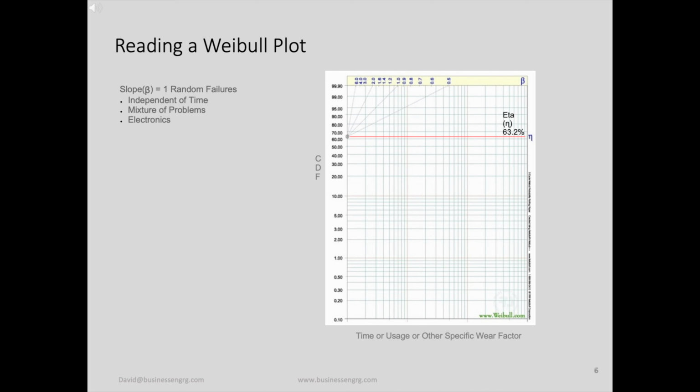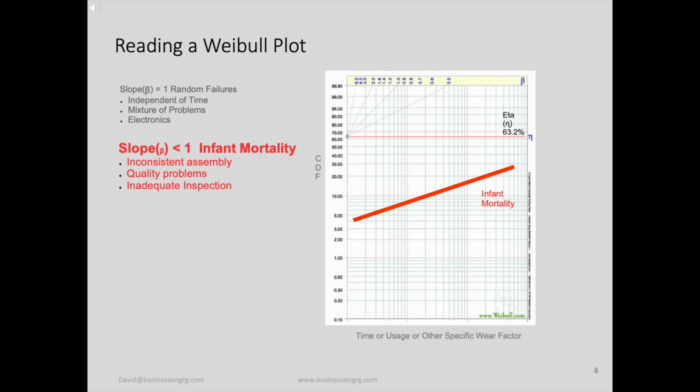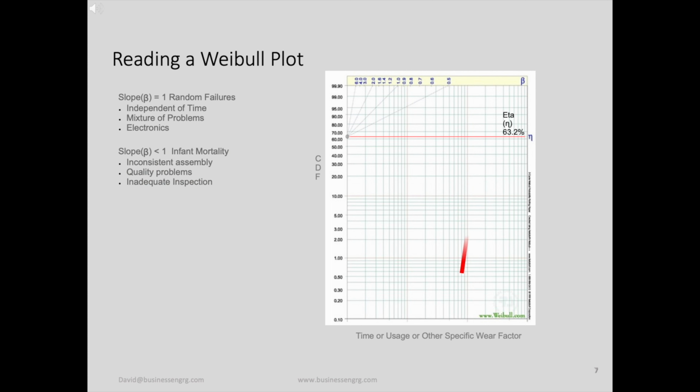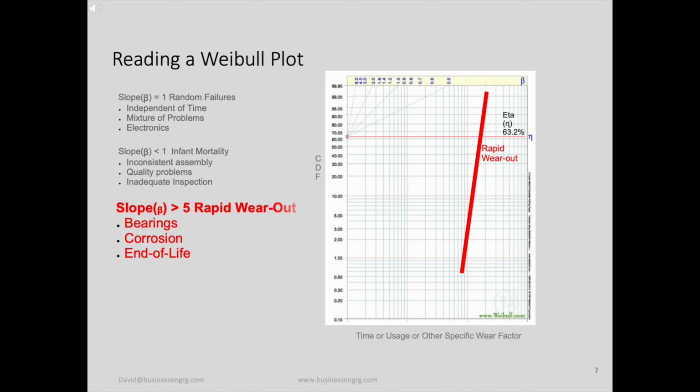When the slope of the line is less than 1, flatter, it infers that we have an infant mortality mode, often caused by inconsistent assembly, quality, inconsistent installation, etc. Seeing this says that instead of just focusing on improving the average, the important thing to do is to find the source of infant mortality, and then eliminate it. Regarding PM, again, it makes sense to find and eliminate the source of infant mortality, and then think about preventive maintenance.